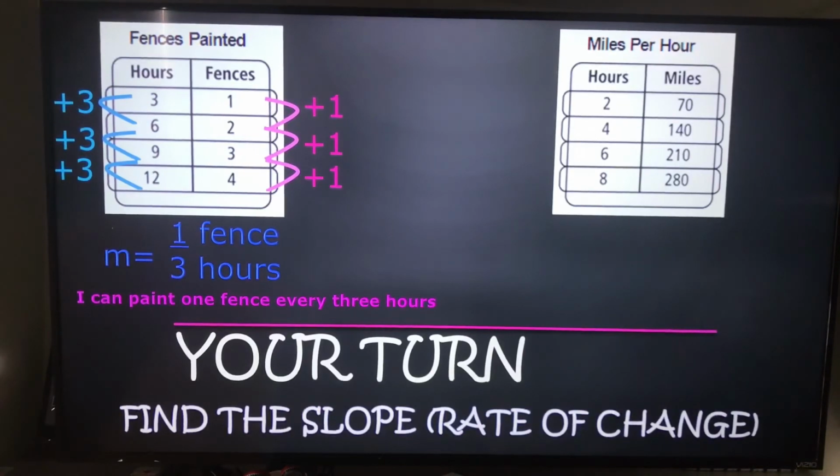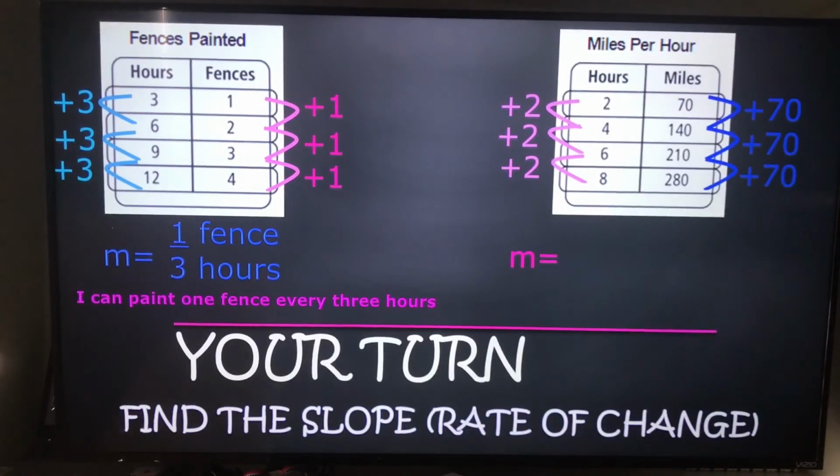Okay, let's go see if you got that. So again, I'm going to focus on my y's first. And I notice my miles increase by 70. Over the course of the table, it's increasing by 70. My hours increase by 2. So every line of my table is going up by 2. Well, that means my slope, my rate of change, is the change in my y over the change in my x.